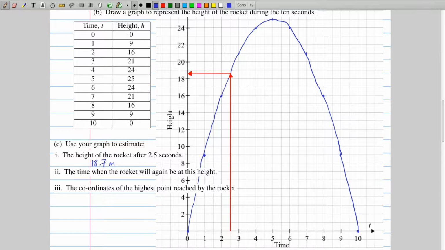We're then asked to estimate the time when the rocket will again be at this height. So when is the rocket going to be at 18.7 meters again? Well, here's the first time, 2.5 seconds. And so we go across until we hit the graph again, then go back down to the time axis because we're asked to work out what time it's going to happen at. And again, put little arrows on it to show you know what you're doing. So that looks to be about 7.4 seconds.